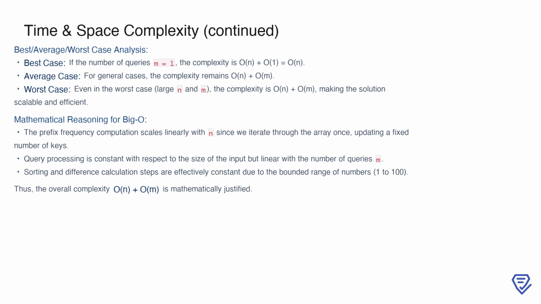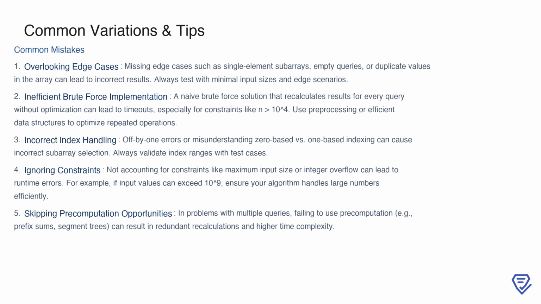large-scale problems. When solving this problem, there are a number of common mistakes to watch out for. First, overlooking edge cases can lead to incorrect results. For example, single-element subarrays, empty queries, or duplicate values in the array might behave differently than expected. Testing your solution with minimal input sizes and edge scenarios can help identify these issues early.